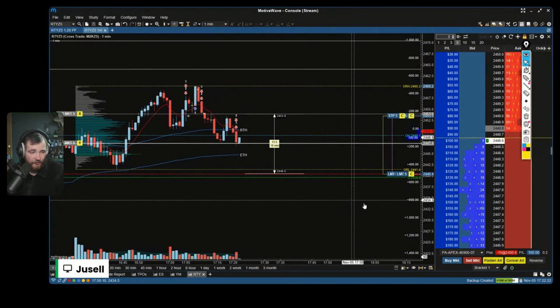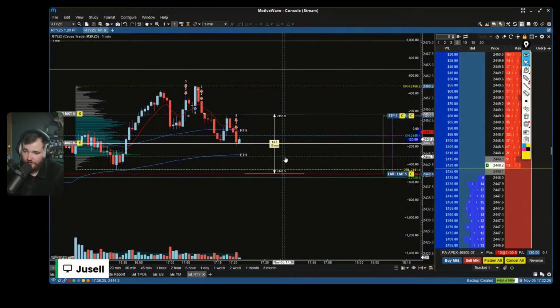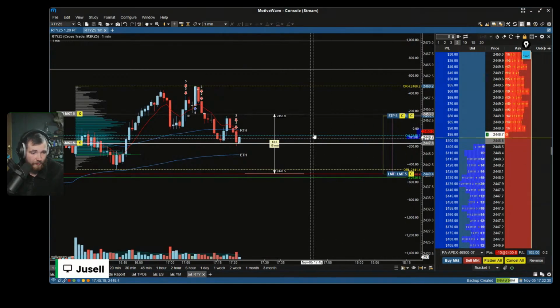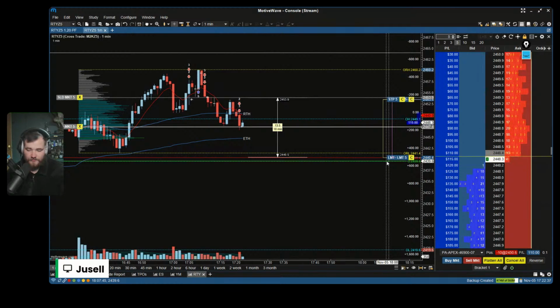We had a huge buying order on ES. 1,989 lots on ES to the upside. Big buyer. But we are still holding here. And this is the play we're looking for.